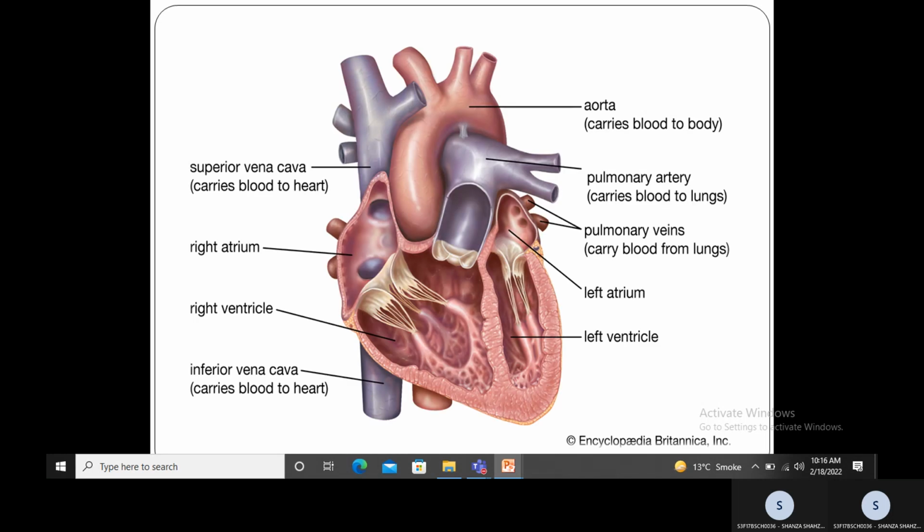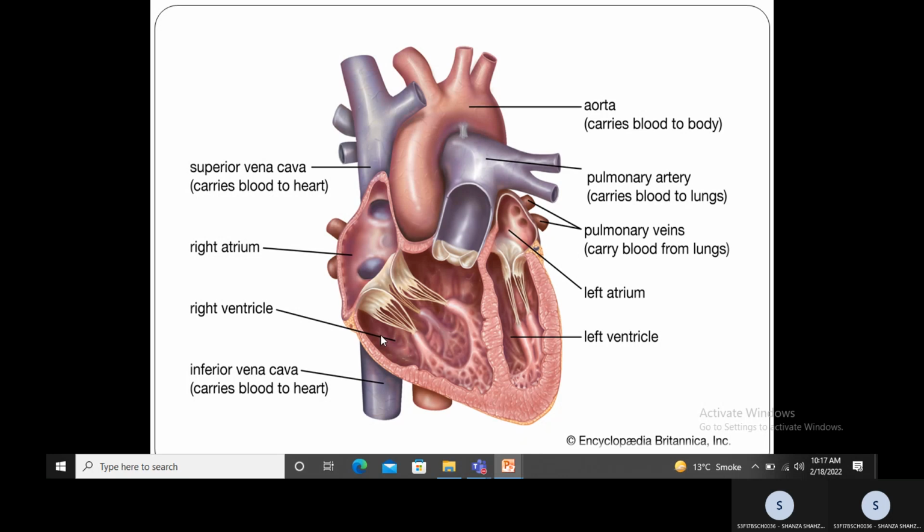In the next slide, I will explain the diagram of the heart. Now I will move my cursor to explain this diagram. First, my cursor is on the superior vena cava. The superior vena cava carries blood to the heart. Below the superior vena cava, the right atrium is present. This is a chamber of the heart. Below the right atrium, there is the right ventricle. This is also a chamber of the heart. This is the biggest chamber of the heart.